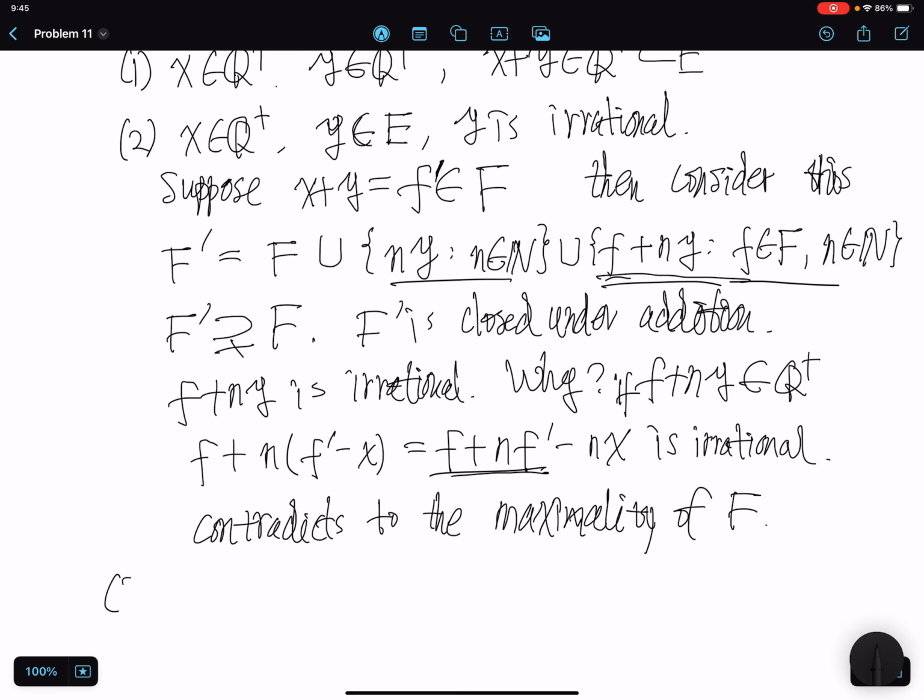So the third case is both X in E and Y in E, where both X and Y are irrationals.